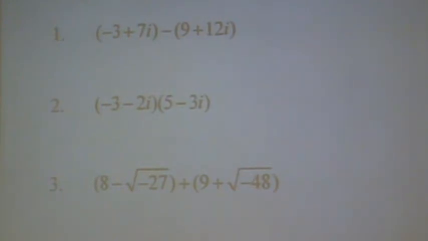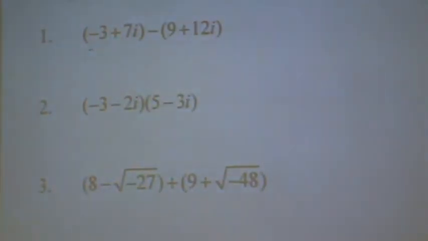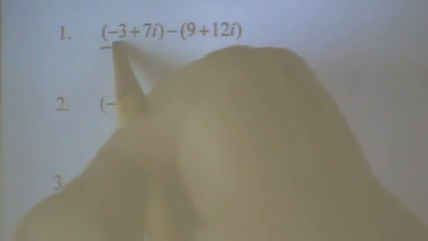Question number 1, you're adding two complex numbers. This is your A, that's your BI, you're gonna subtract A and BI. So what you have to do is distribute this negative. You have -3 plus 7i. You're going to distribute this negative, so -9 minus 12i. So you have to distribute the negative.